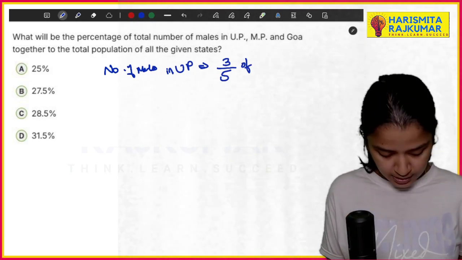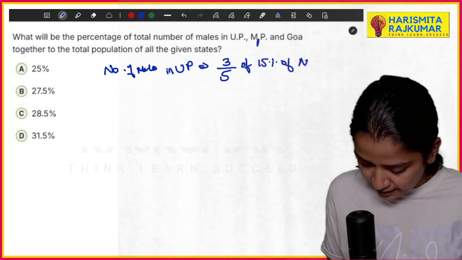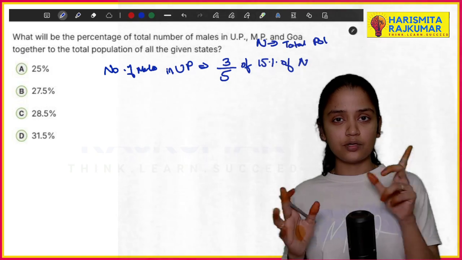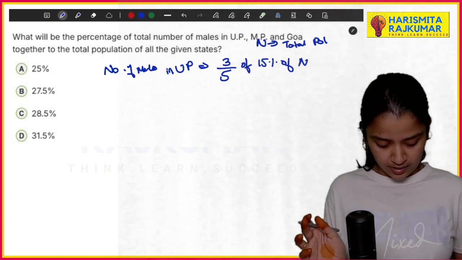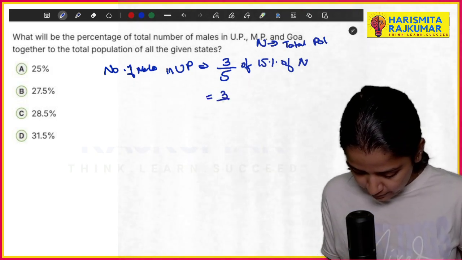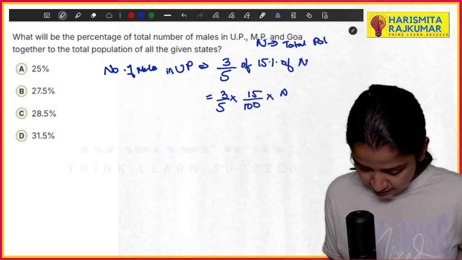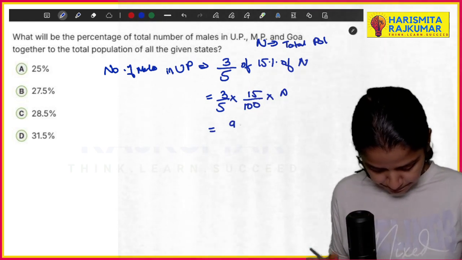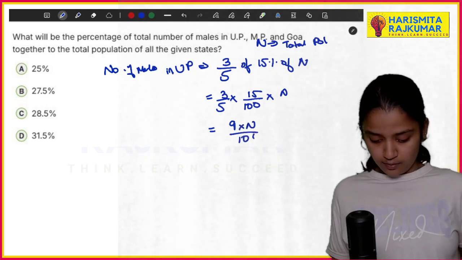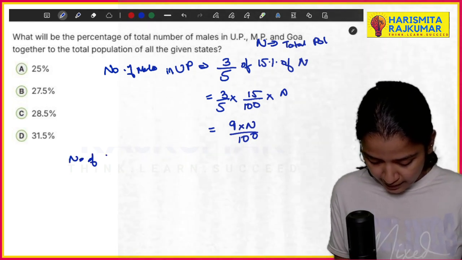The population of UP is 15%, so 15% of N. Let us keep N as the total population, which we already know is some big number, and let us not solve it. Now this will be 3 by 5 into 15 by 100 into N, so basically this will be 9 into N by 100. This is UP male.